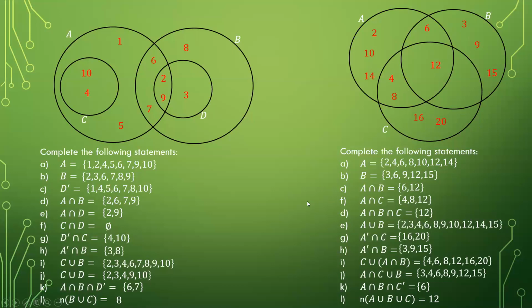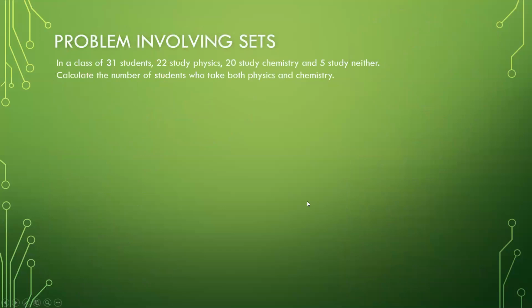Okay. All right. Next one is involving word problems. Let's say the question is in words now. In a class of 31, 22 study physics, 20 study chemistry, and 5 study neither. So we need to count how many students are taking both physics and chemistry. Right. For this type of question, we actually can use a Venn diagram. We can use it, but it will be in stages.